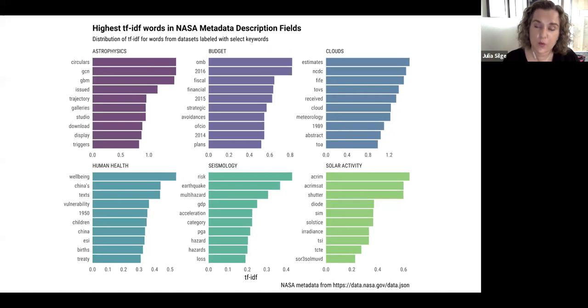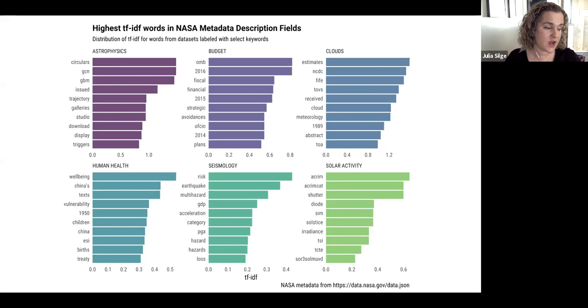These data sets also had keywords, and so I've connected the high TF-IDF words to the keywords. The highest TF-IDF words of data sets that had to do with seismology are things like risk and earthquake and acceleration and category. And on the solar activity one, we see things like solstice and shutter and diode. So TF-IDF works and is flexible in many different kinds of contexts.